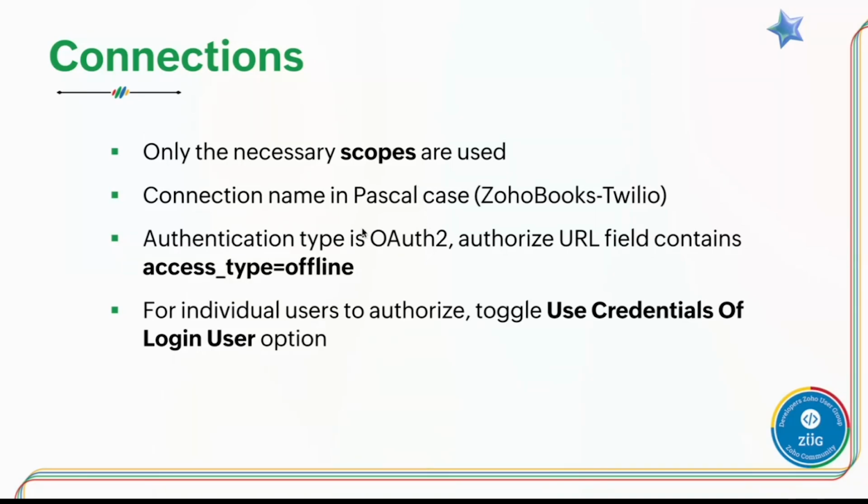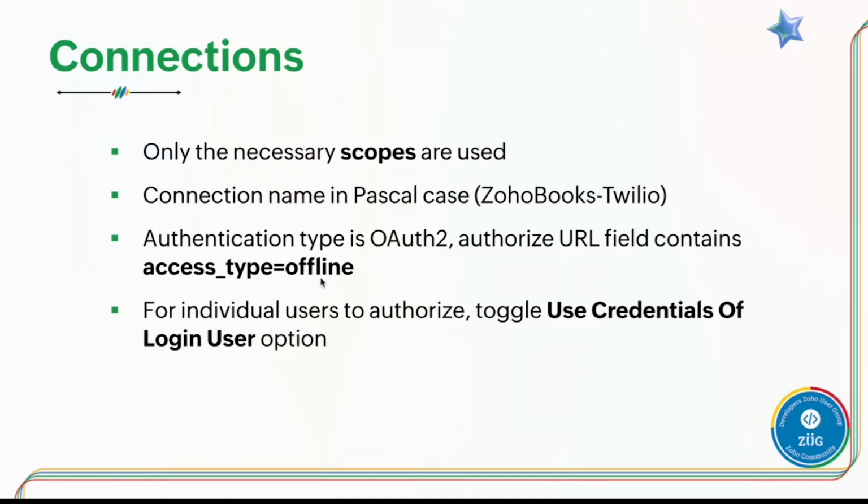Then while creating the connection, you will be asked to provide a connection name for that particular connection. So make sure you provide the name in Pascal case, that is first the product name, which is Zoho Books, followed by a hyphen, and followed by the service with which you are going to connect using the extension. For example, I have provided Twilio over here. In this way, you can follow the Pascal case to provide a name for the connection that you are creating.